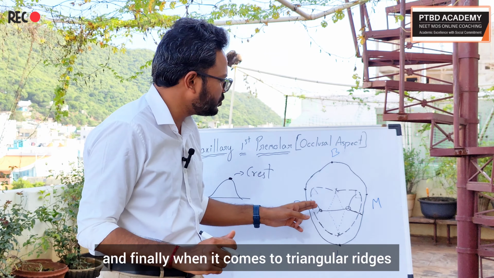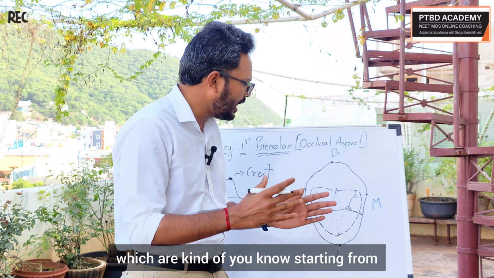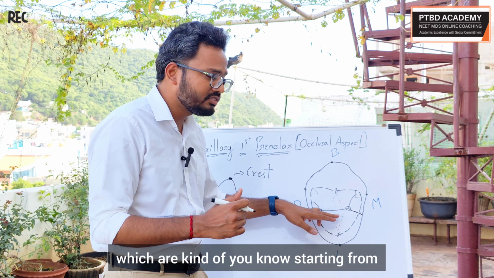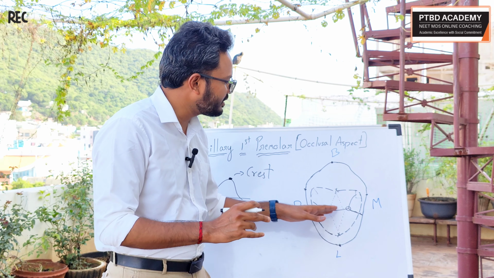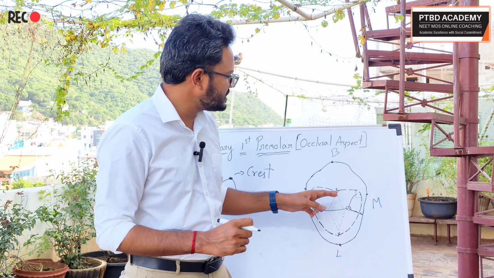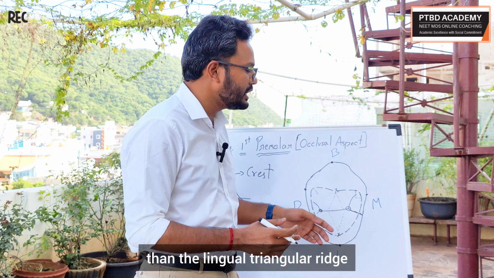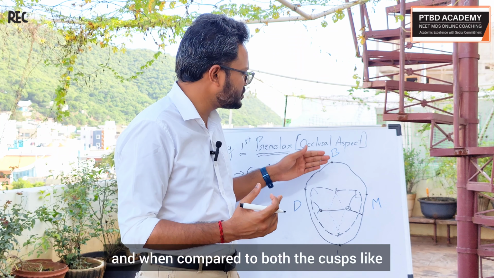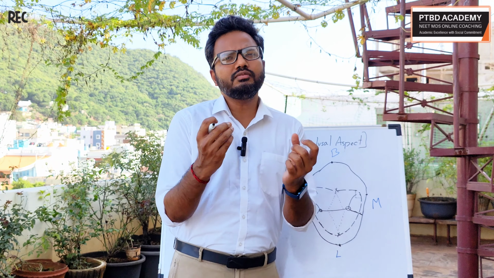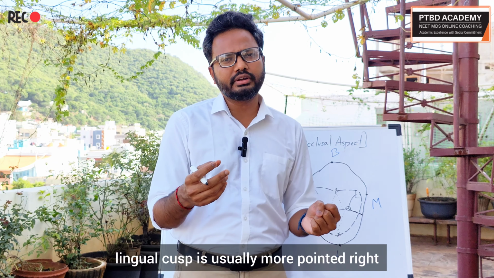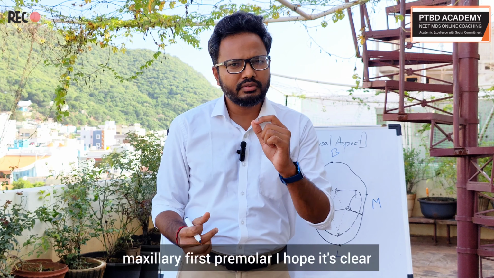And finally, when it comes to triangular ridges, triangular ridges are elevations which start from the central aspect of the developmental groove, which is located in the central portion of the crown, and then extend on to the cusp tip. So this buccal triangular ridge, when you observe the tooth, is more prominent than the lingual triangular ridge. And when you compare both the cusps, the buccal cusp as well as the lingual cusp, the buccal cusp is usually more pointed, right? So this is in brief the occlusal aspect of maxillary first premolar.